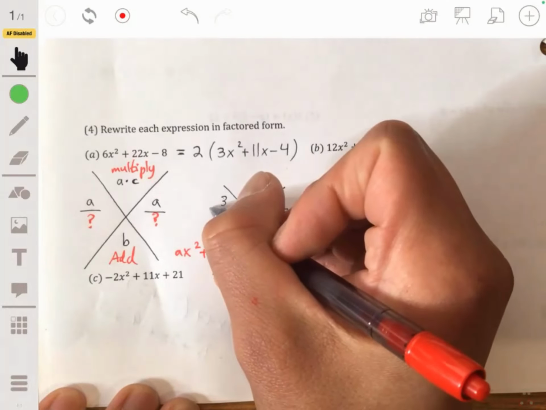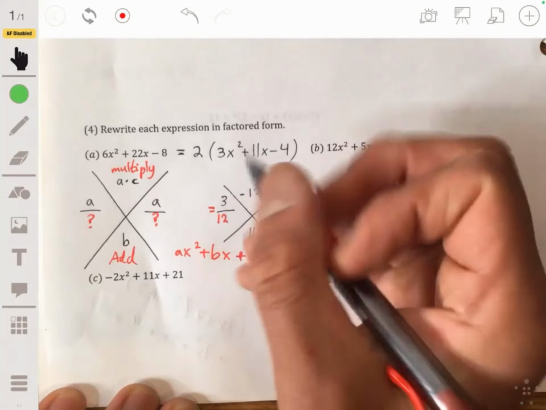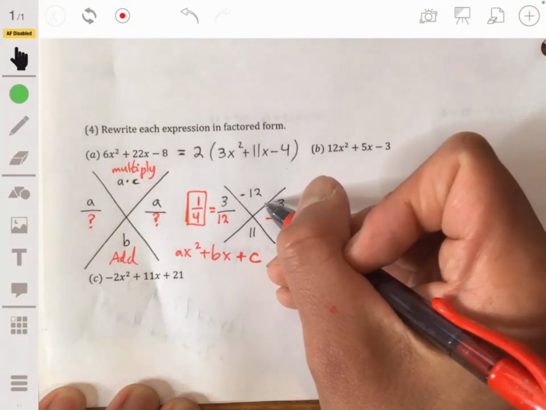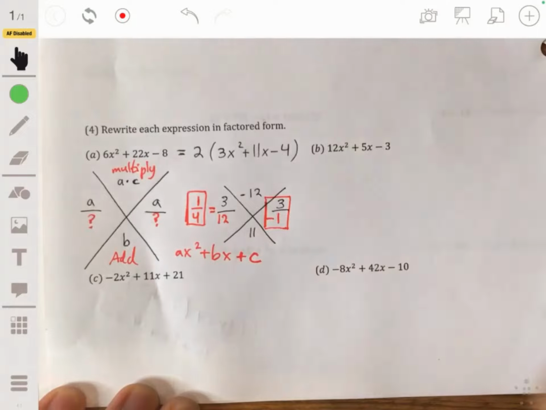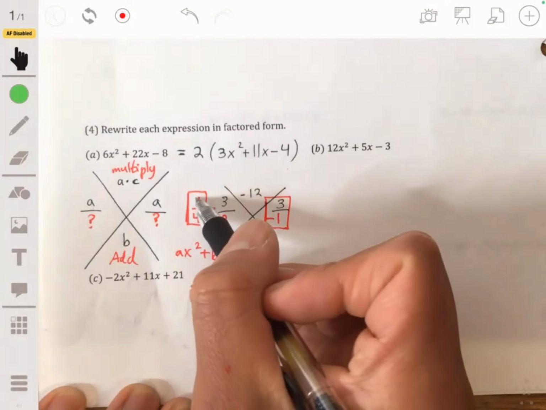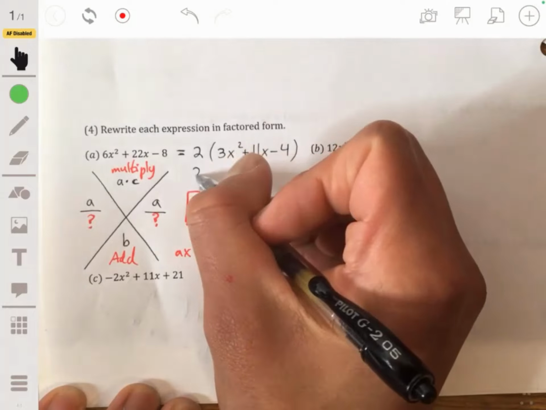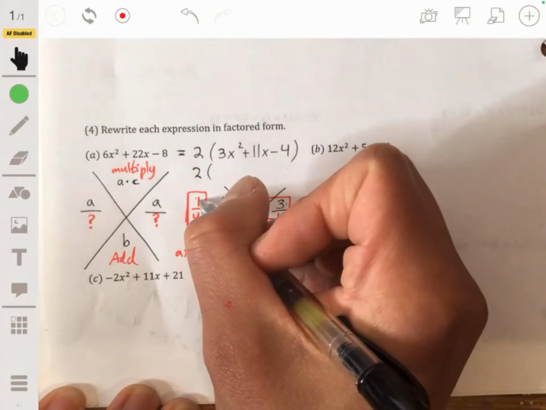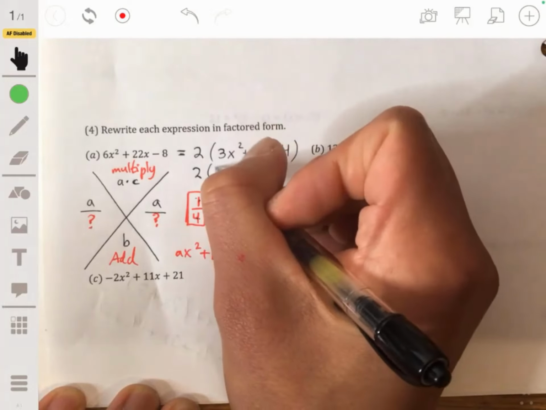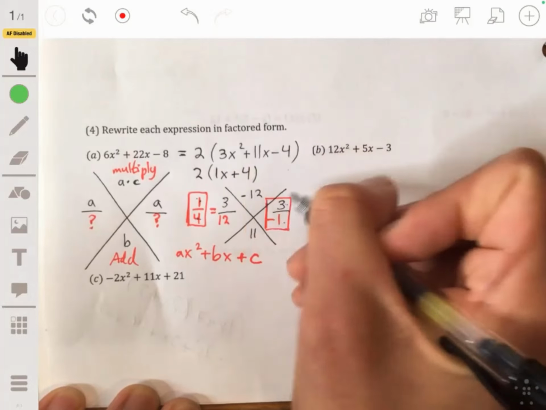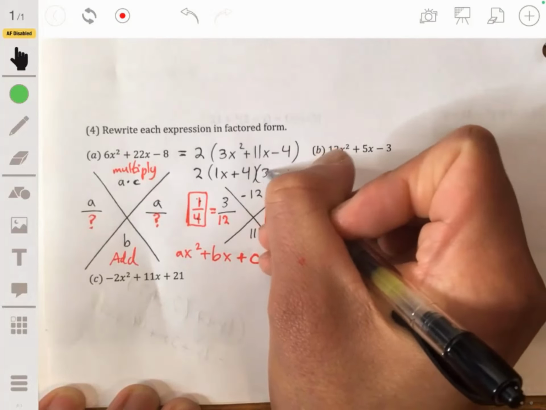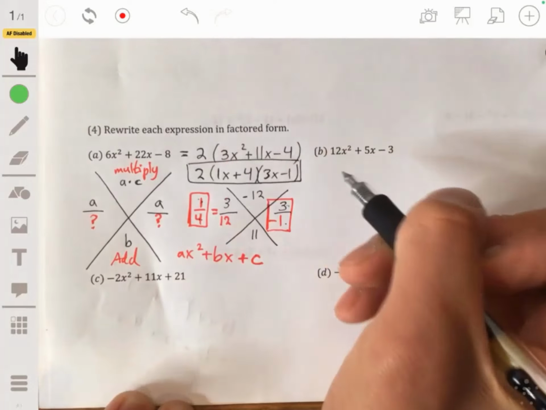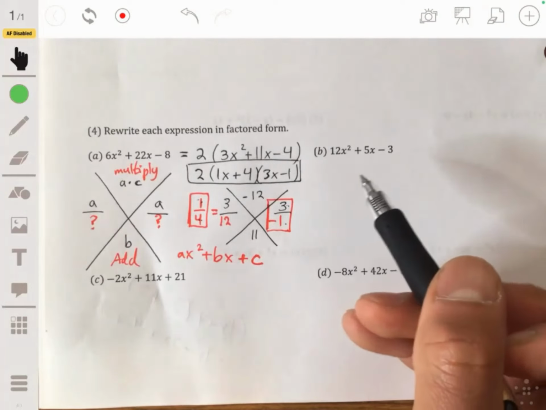Now, make sure to reduce each of these fractions. So 3 over 12, we're going to reduce to 1 over 4. And we're going to use this. 3 over -1 is already reduced. So we're going to use those. And these four numbers, 1, 2, 3, 4, become your factors in this sense. So it's going to be 1x plus 4 times 3x minus 1. And that's going to be your factored form.